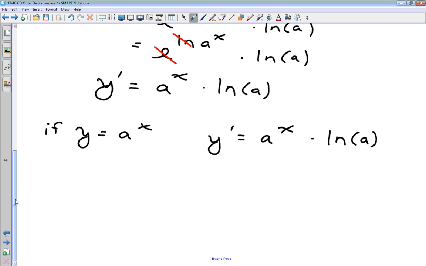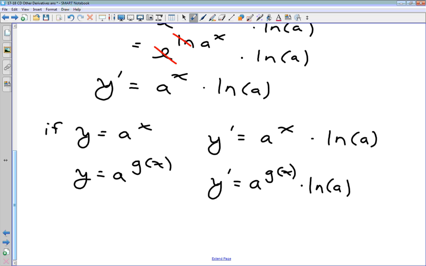Nonetheless, what do you need to know? Well, you need to know this derivative rule, and you need to be able to combine it with the chain rule. So if you've got something like y equals a to the g of x, your derivative is going to be, again, your original function, a to the g of x, times ln a, to account for the fact that you're working with a base other than base e, times g prime of x, because you're doing the chain rule.